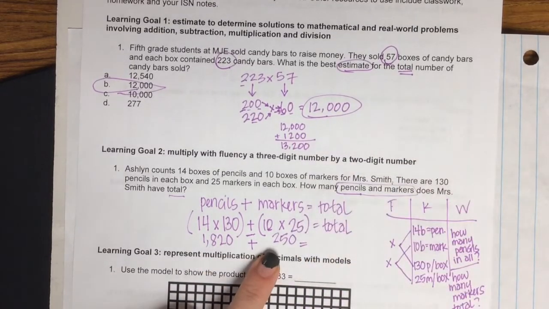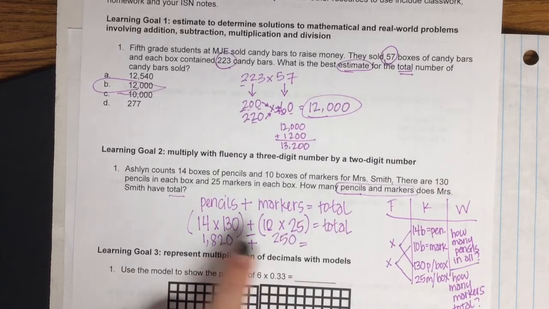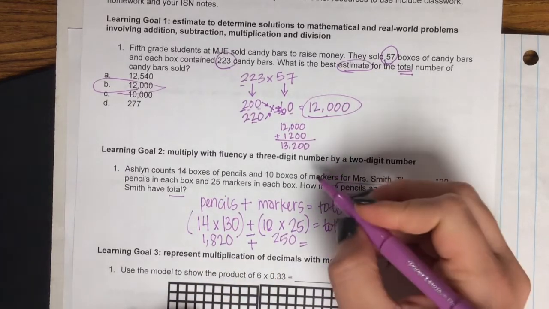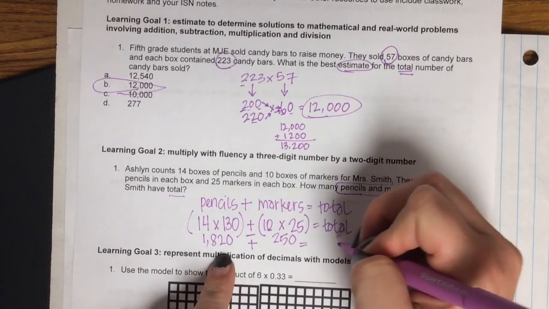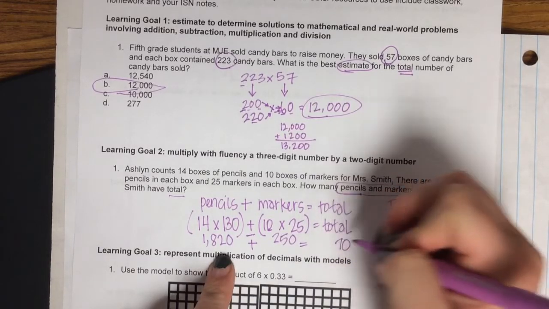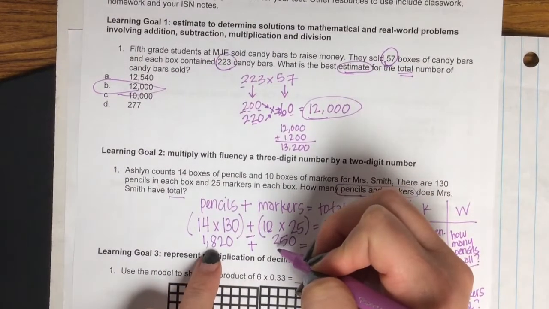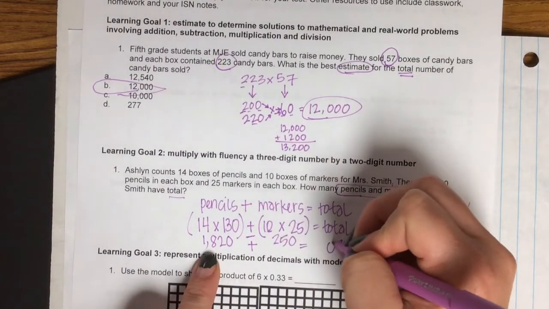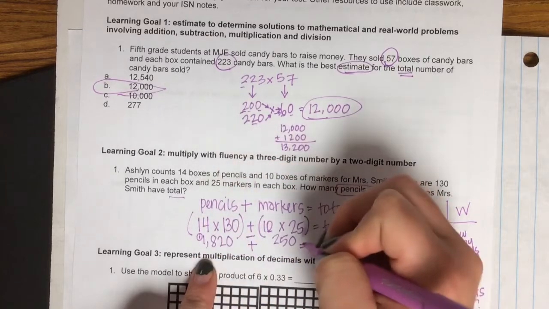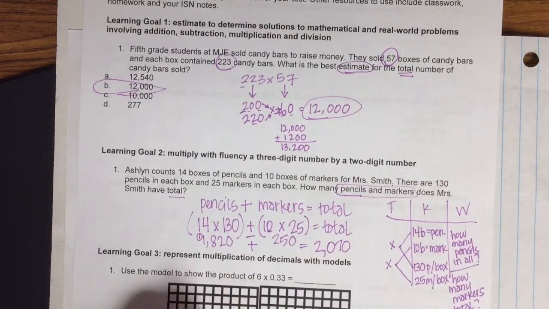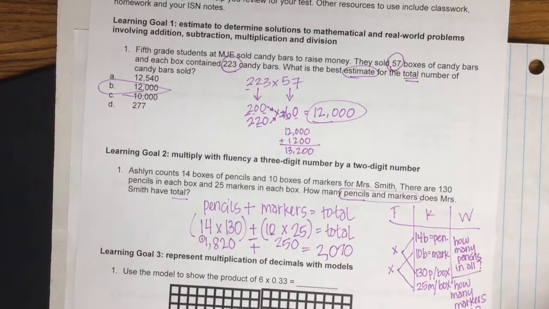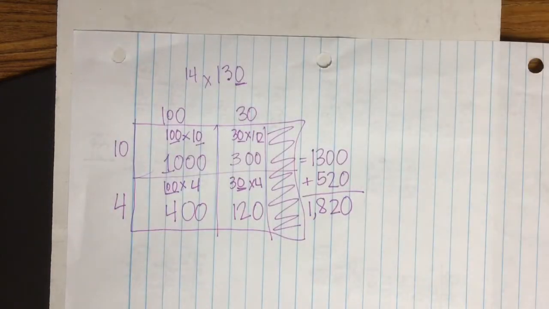You need to combine that 1,820 with 250. And when you do, you would get 50 plus 20 is 70, and 800 plus 200 is 1,000, and when I carry that 1, I'd get 2,070.